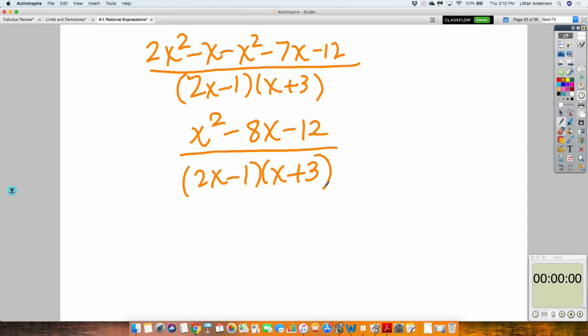If I can, I need to simplify. Are there two numbers that multiply to give me negative 12 that add together to give me a negative 8? No? It was close. 6 and 2, but there's no way to get a negative 12 or a negative 8. So since this cannot factor, this is my final answer.